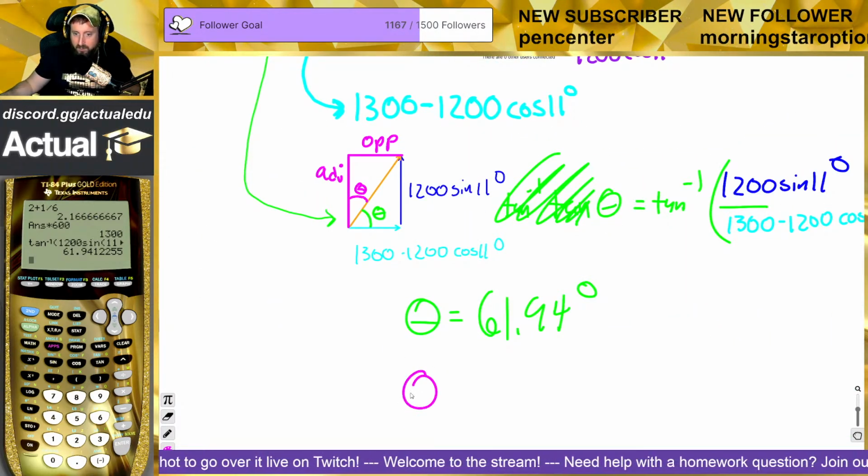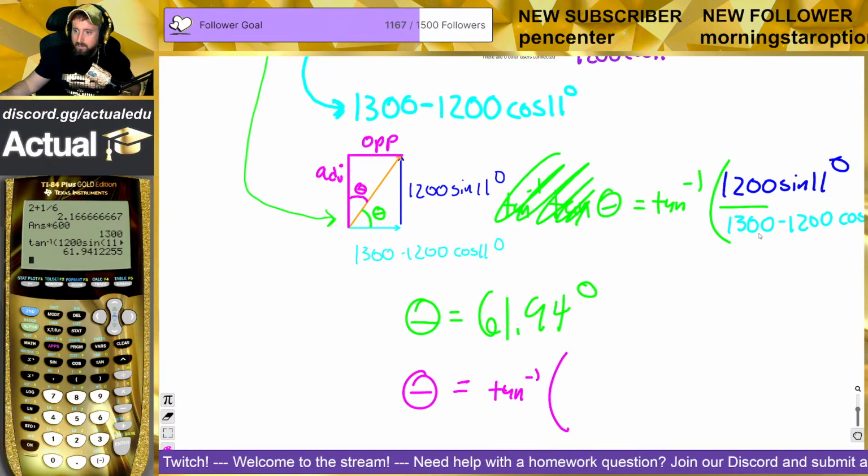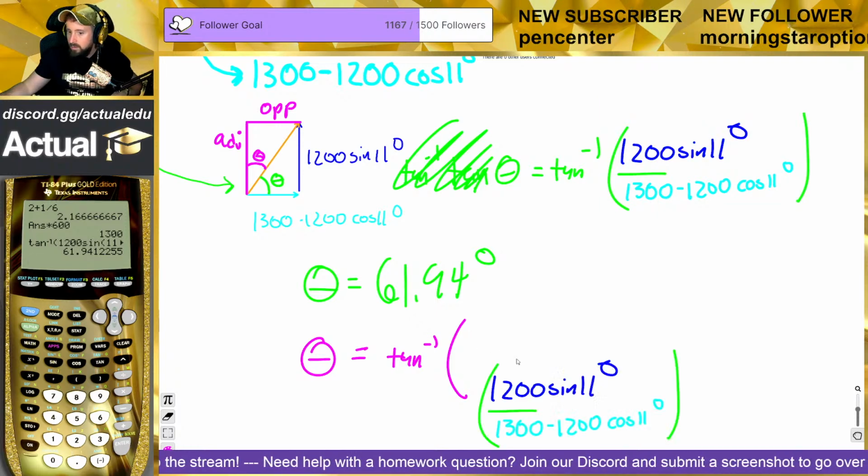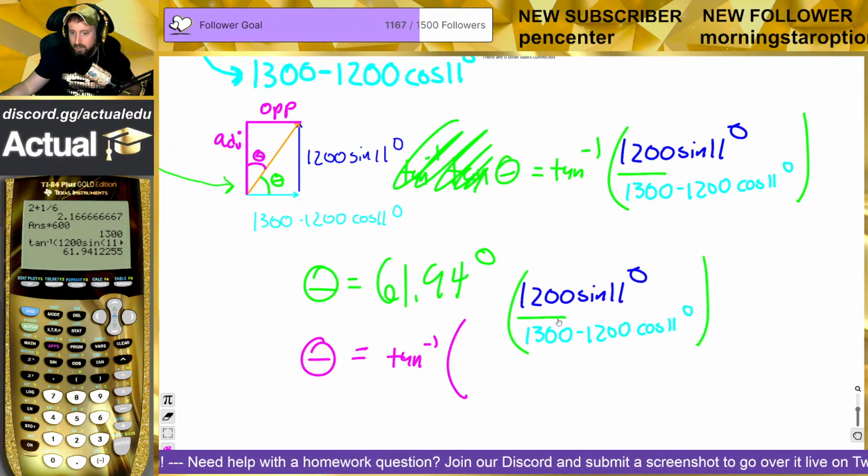So I could say the pink angle is equal to the arctangent of, and then it's just a flip. That's all it is. We just flip this stuff around. Do you see that? It's pretty cool, right?